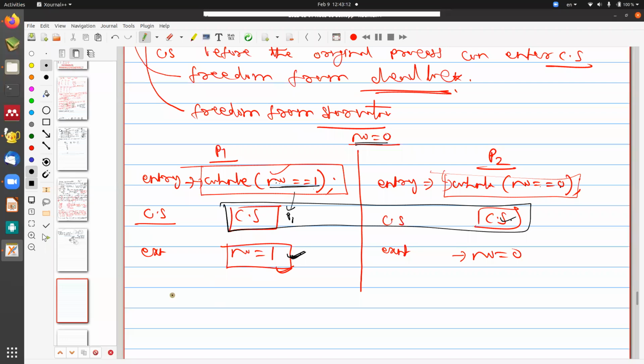So what happens? Now in this case, mutual exclusion is satisfied. Can anybody tell me whether progress is satisfied or not?